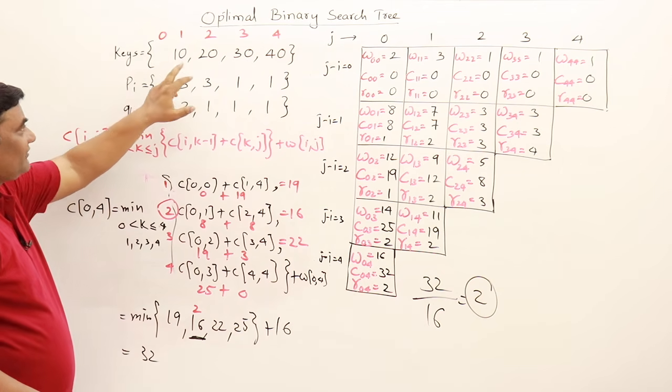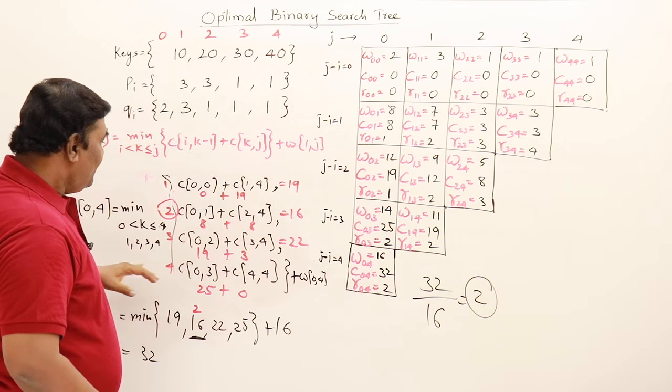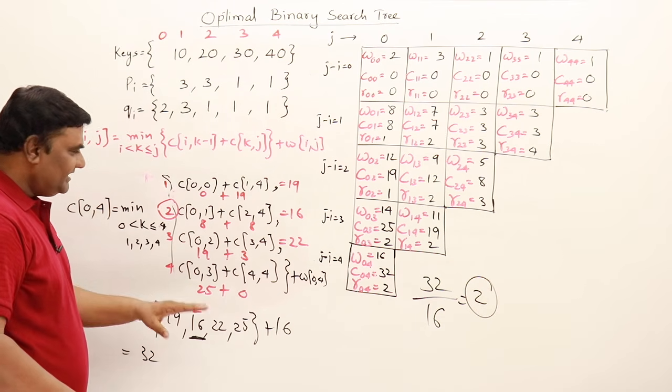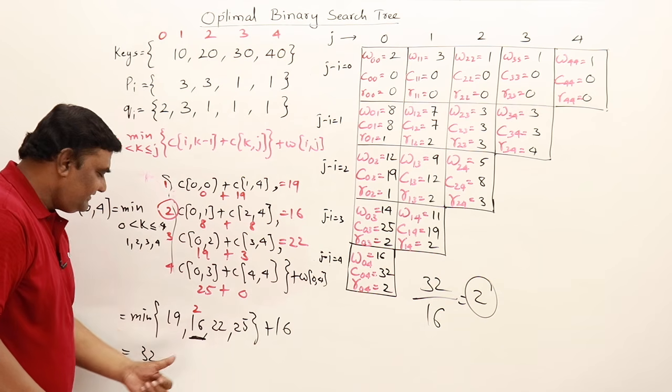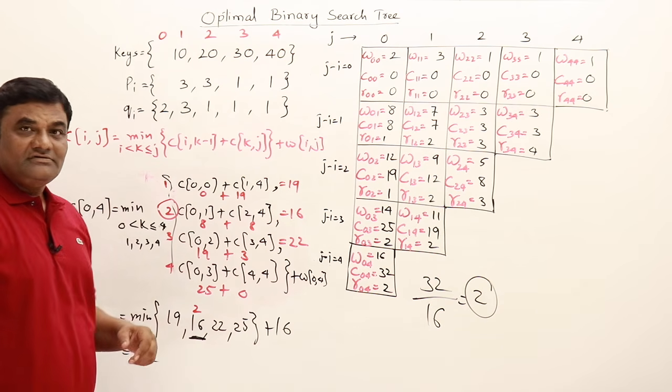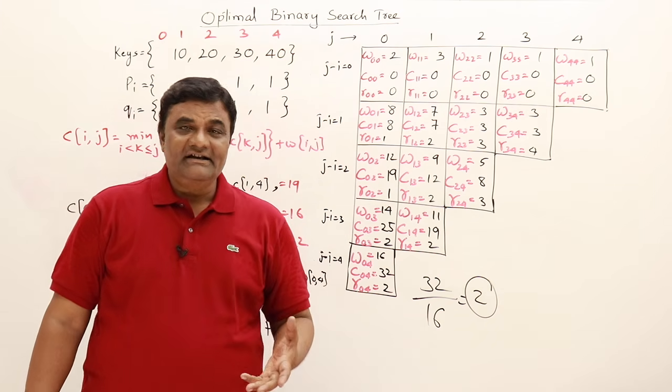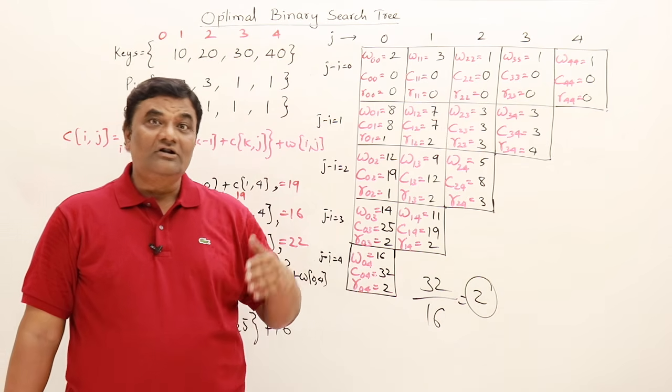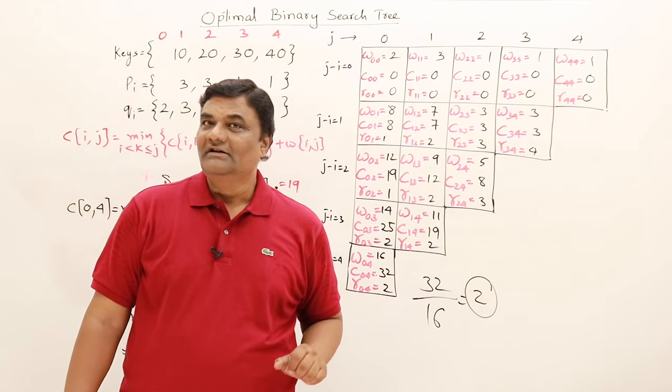Root should be the first key, or the second key, or the third key, or the fourth key. Which one should it be so that we get the minimum? So we got 16 plus 16, 32. Who gave the minimum? 2. So based on the cost, we are deciding. Indirectly, we are trying out all possible binary search trees.